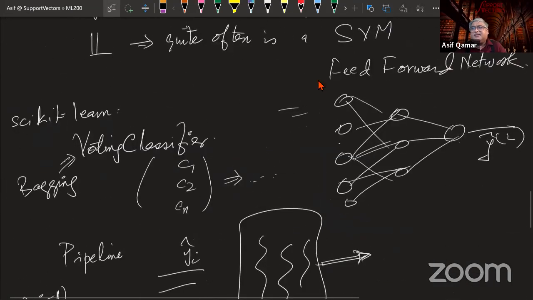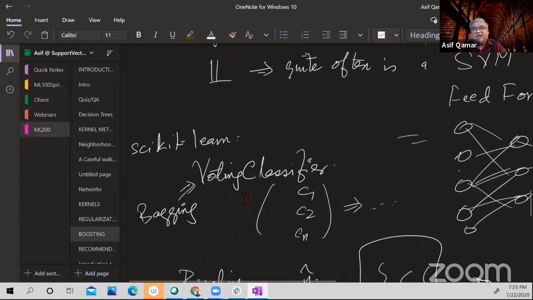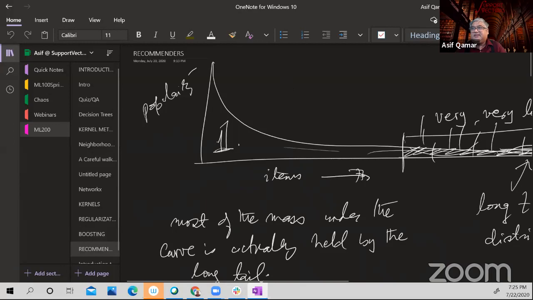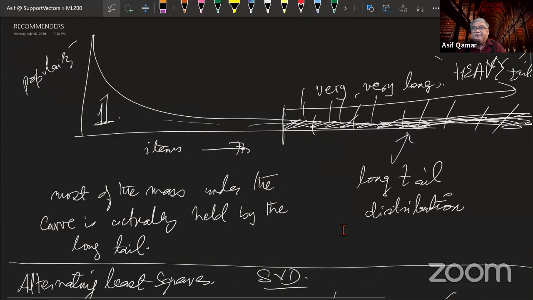Then after this, we did another topic. So today our lab is on boosting. We won't get time to do the recommender system lab. That is actually part of the math course. I will do it there.